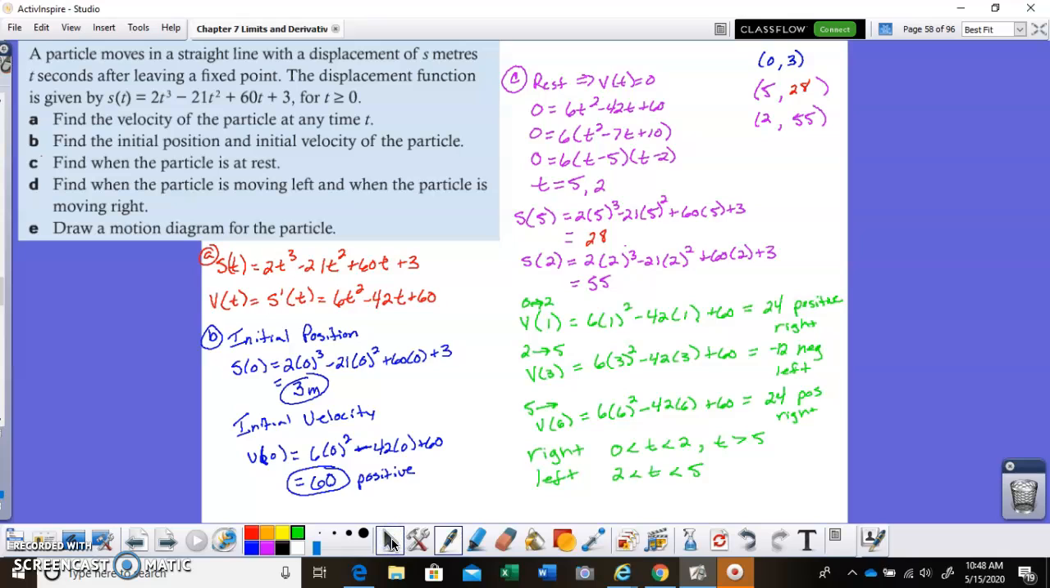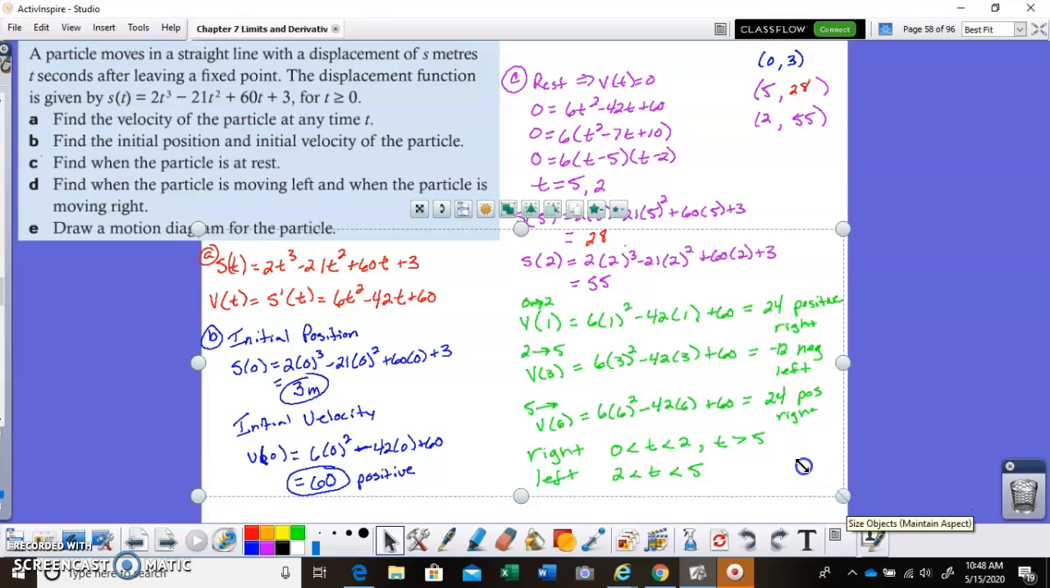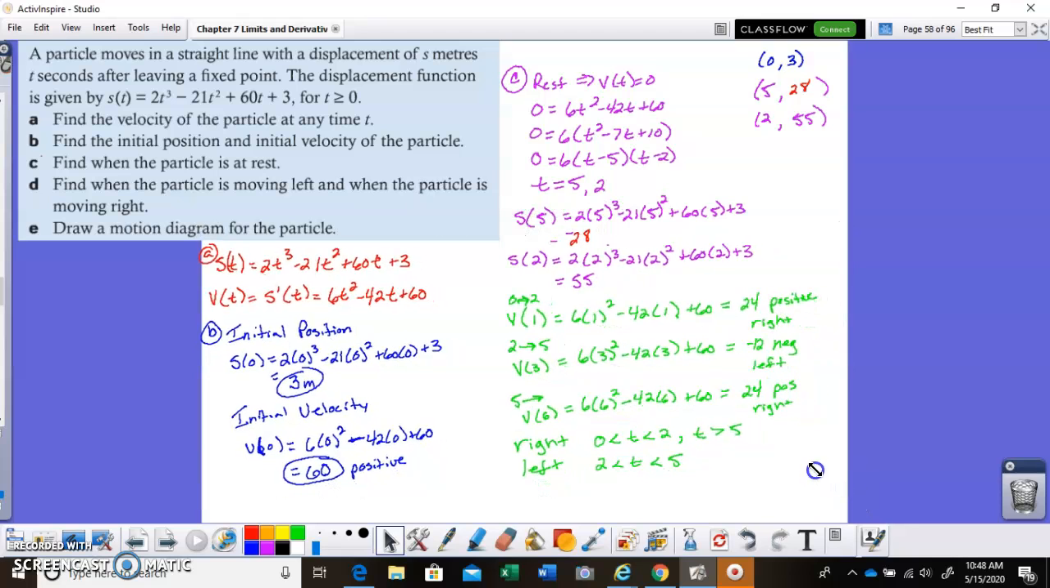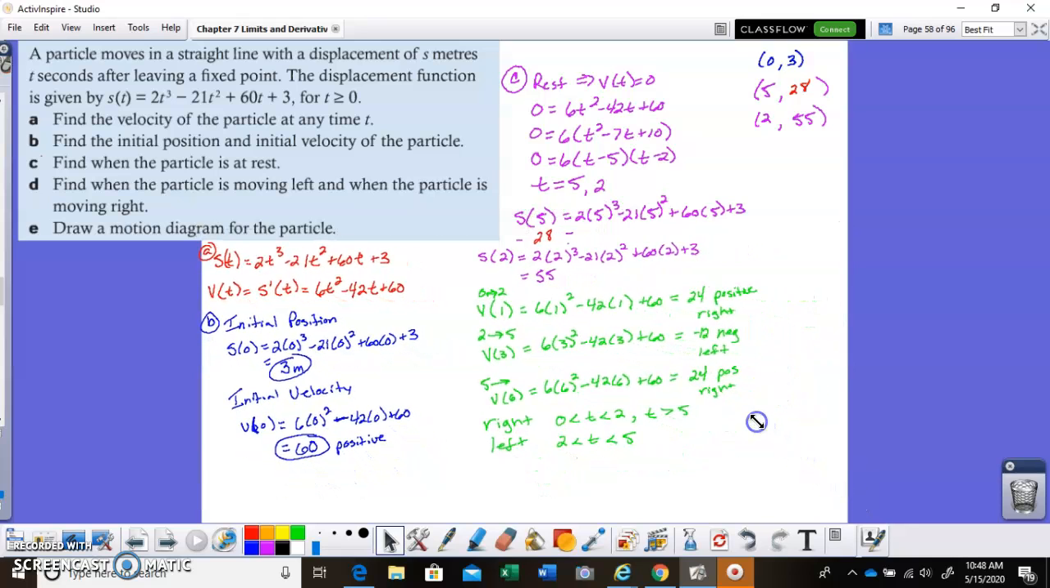Okay, so the last thing I have to do is draw a motion diagram. So I need a little bit more room for that piece. And basically I'm going to use all of those 3 points that I have on there, and I'm going to use the positives and negatives to give me direction. Okay, so I'm going to draw myself a line. We can go ahead and work in black this time. Okay, so here's my line.